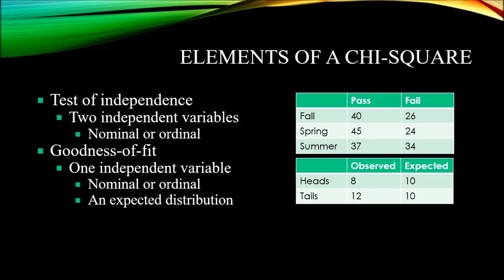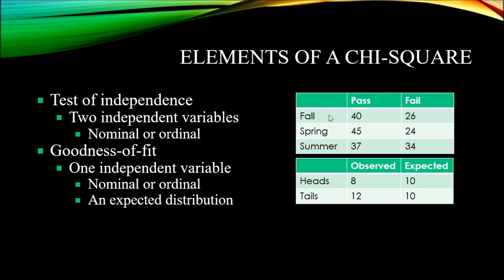Again, dividing this into two types, the test of independence and the goodness of fit, I have these fictitious examples. If we look at the test of independence, we need two independent variables. For a chi-square, these independent variables would be either nominal or ordinal. They're measured at the nominal or ordinal level of measurement, and most commonly at the nominal. An example of the nominal level of measurement can be found here to the right. We have fall, spring, and summer.